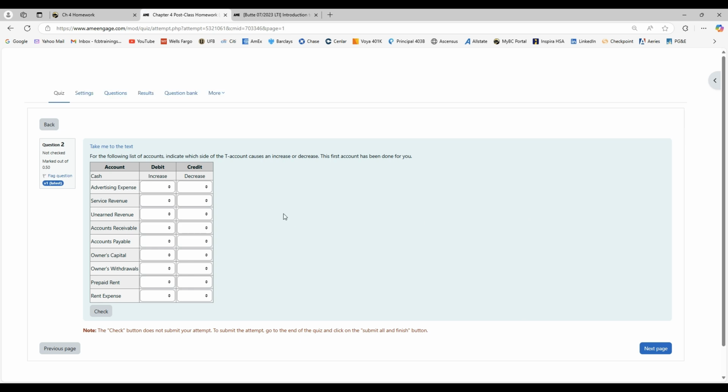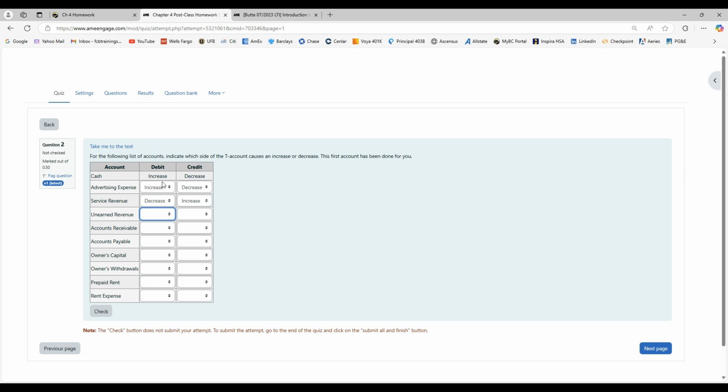Okay, for the following list of accounts, indicate which side of the T account causes an increase or a decrease. And the first account has been done for you. So cash, increase with a debit, decrease with a credit. Expenses have the same increase, decrease as assets do. So increase with a debit, decrease with a credit. Service revenue has the opposite of an expense, essentially, if you want to think of it that way. So a debit will decrease and a credit will increase.